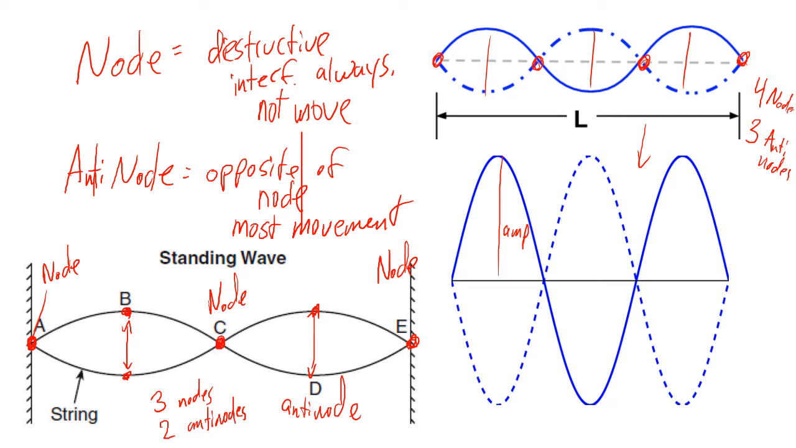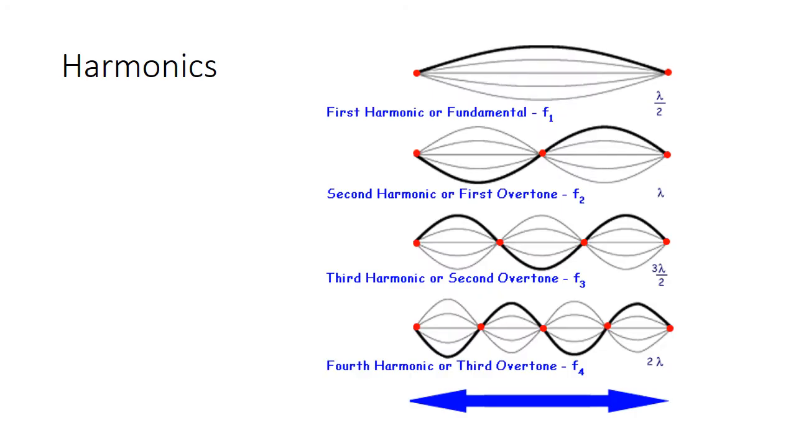Alright? Okay, there's one more thing we gotta look at, and that is harmonics. So when we're talking about standing waves, harmonics is how many humps there are. There are 2 ways of naming things, which is awful. This one right here is the first harmonic.